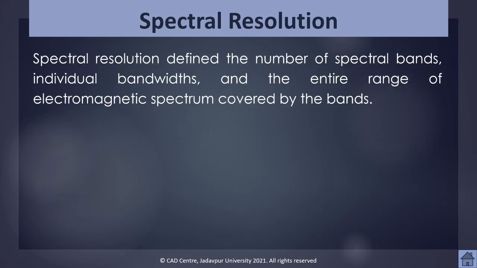Next is the spectral resolution. Spectral resolution refers to the number of spectral bands, individual bandwidths, and the entire range of the electromagnetic spectrum covered by the bands. We know about spectral response and spectral reflectance curves that we have discussed earlier. We also know that different classes of features and details in an image can often be distinguished by comparing their responses over distinct wavelength ranges.